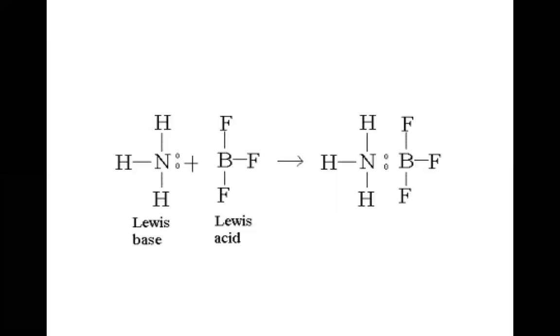This example shows that when ammonia reacts with BF3, ammonia donates its lone pair of electrons. So it's a Lewis base, and BF3 accepts this lone pair of electrons. So it's a Lewis acid, and they form an addition compound. So the reaction of a Lewis base with a Lewis acid produces an addition compound. The acid-base reaction in the Lewis concept is the formation of a coordinate covalent bond, and this process is also called a coordination or neutralization reaction.